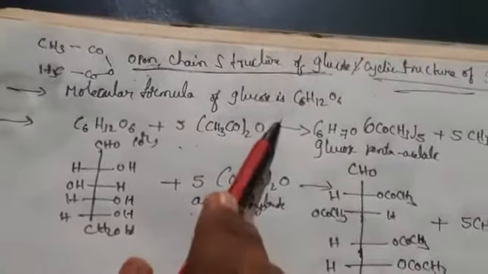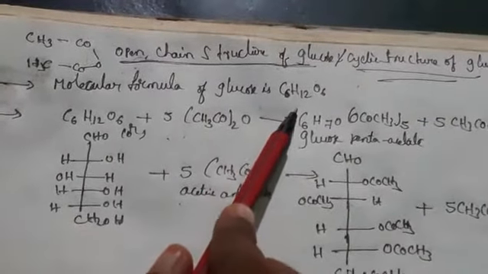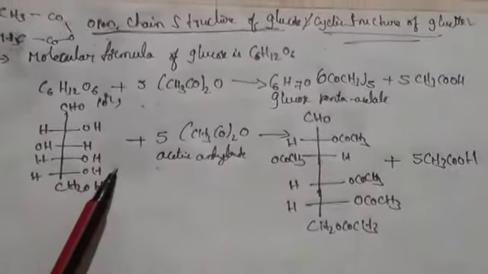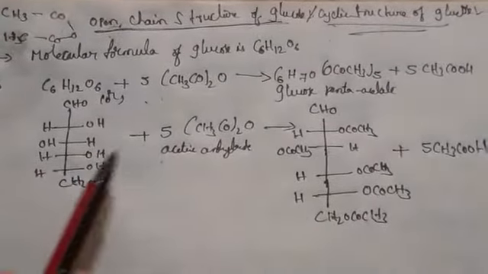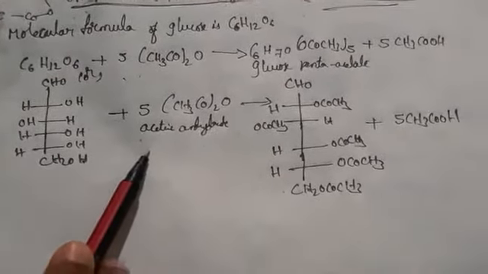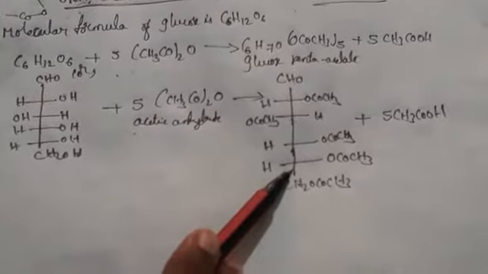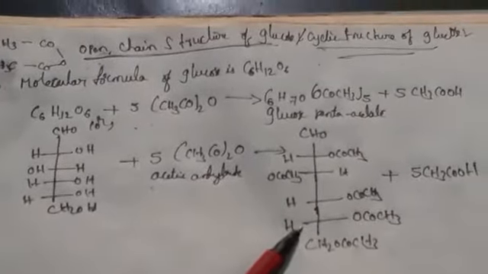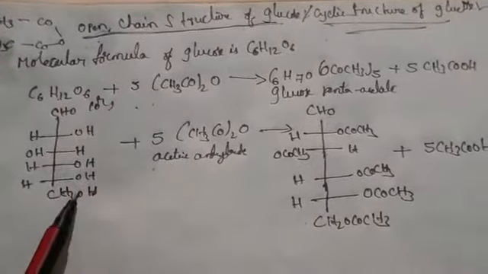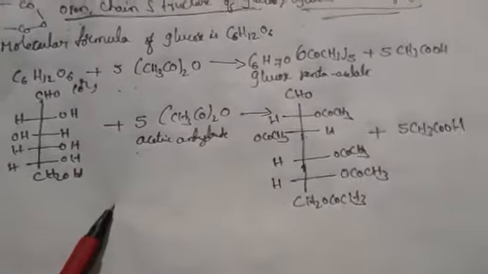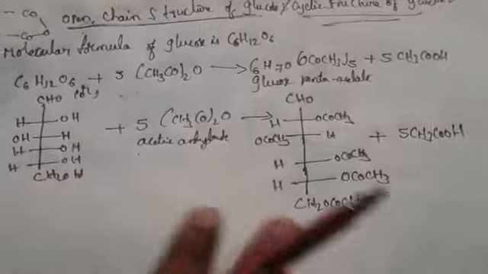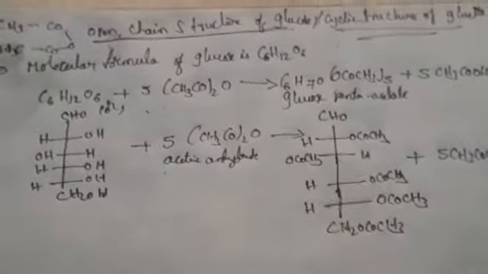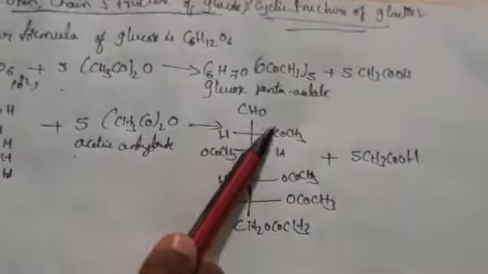So see, the molecular formula of glucose is C6H12O6, and when glucose is treated with acetic anhydride, it gives pentaacetate. This pentaacetate indicates that 5 OH groups are present. Okay, so the hydroxy groups are completed. Now let us see whether the aldehyde group is present here. Let us see the evidence of the aldehyde group.